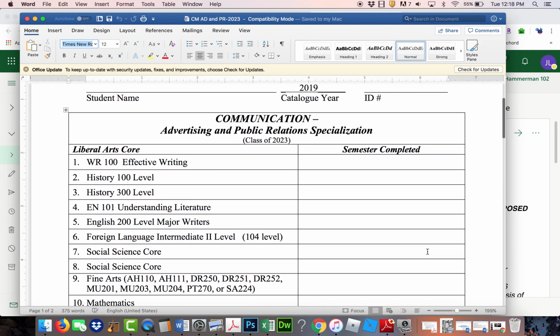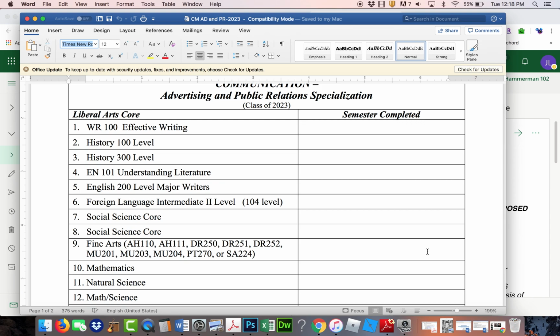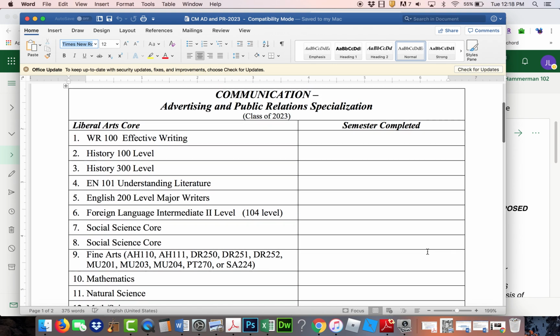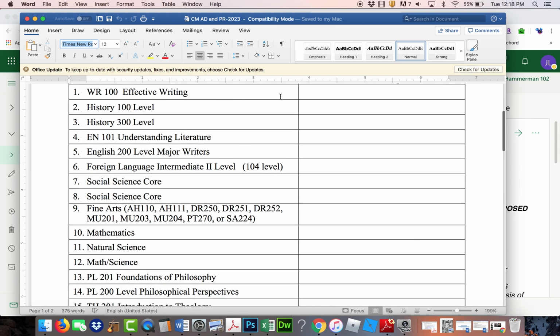So in the worksheet, at most of the departments outside of their lobby, they'll have some of these sheets that are designed specifically for that major. So here we have, it says communication, but essentially this is the core. Right now you're taking effective writing. So usually for you all, registration is relatively simple because all you want to focus on is the core, with the possible exception of taking one course towards a particular major. And I'll get to that in a second.